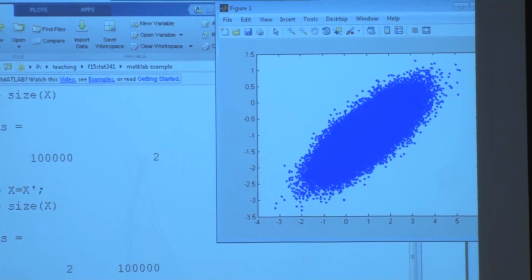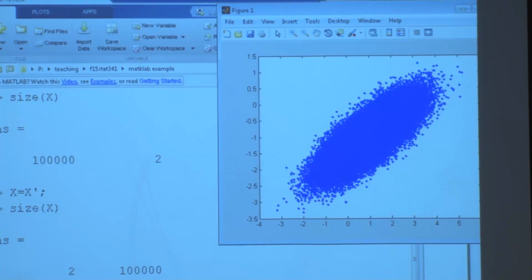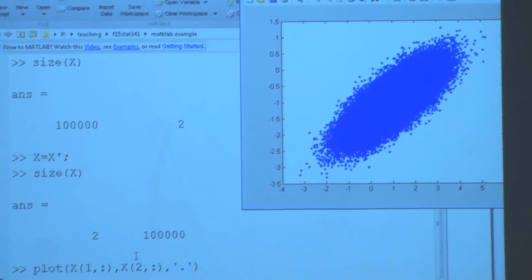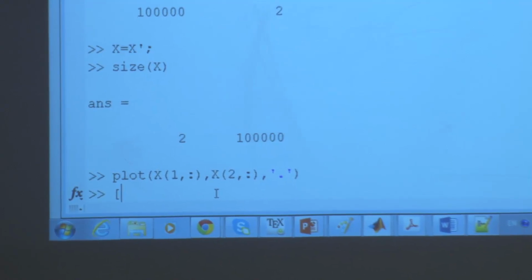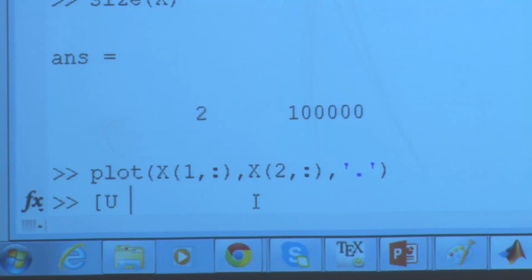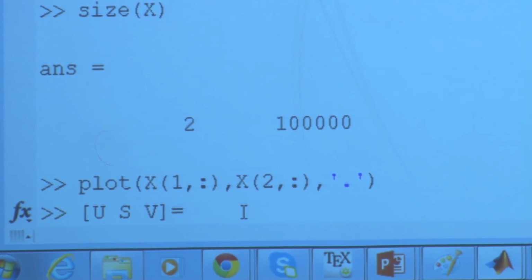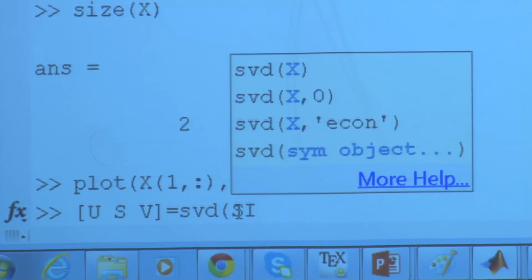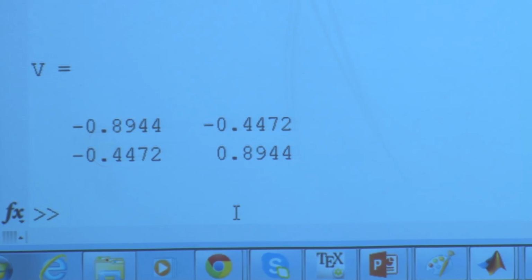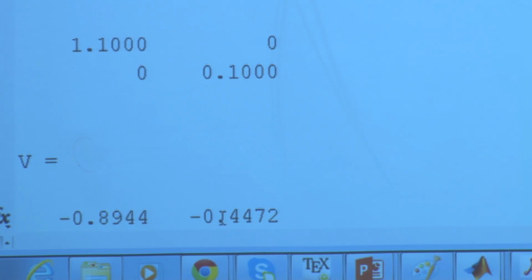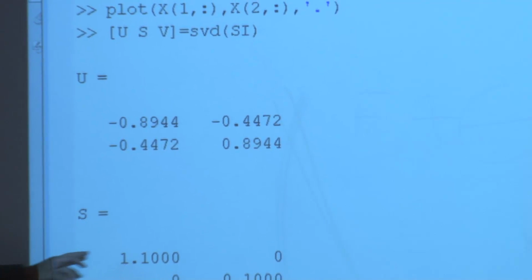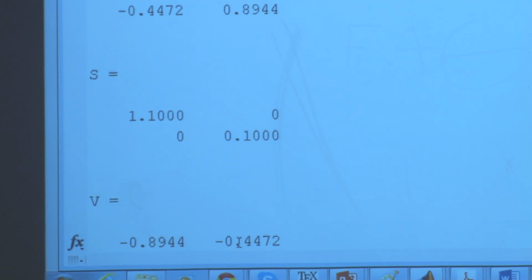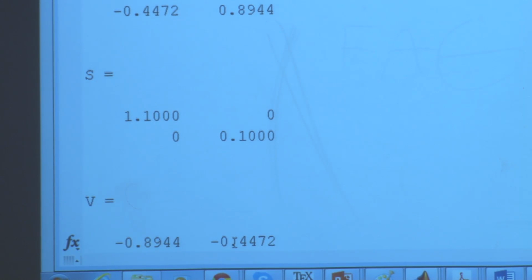You can see that the covariance matrix is like a football shape. It's not spherical, okay? But I can do singular value decomposition on this sigma. It gives me U, S, which is diagonal, and it gives me V, because of symmetry V is equal to U. Okay.